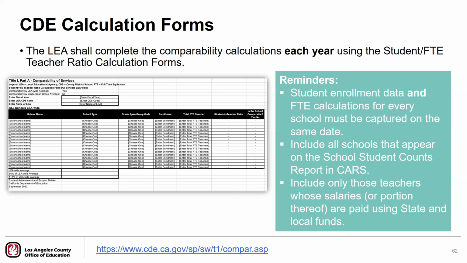And so one important thing to remember when completing these calculation forms is that the student enrollment data and the full-time equivalent teacher data must be captured on the same date for every school within the LEA. And so you'll want to maintain documentation that this data is captured on the same date. And then another important reminder is that the calculations should only include teachers whose salaries are paid using state and local funds. And so if you have teachers who are split funded, then you would calculate the FTE using only the percentage of their salary that's paid with state or local funds.